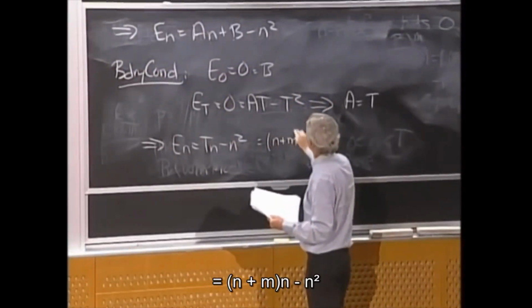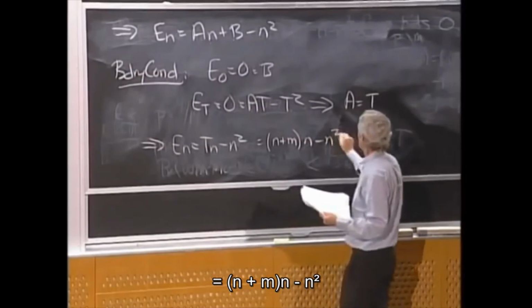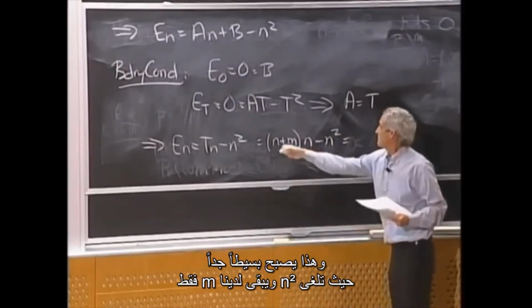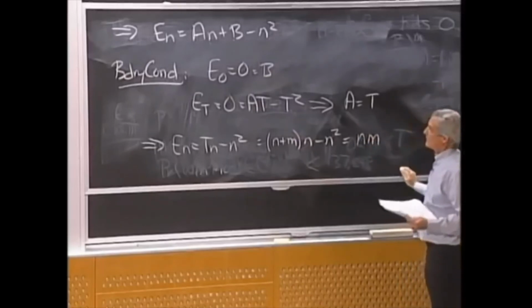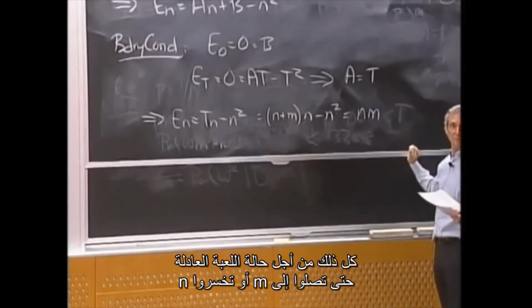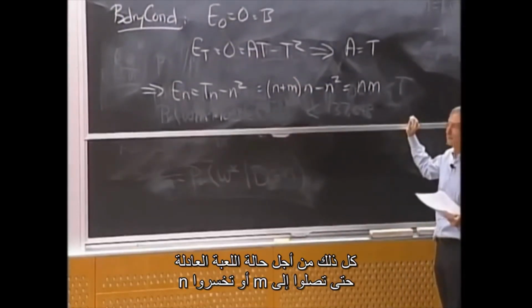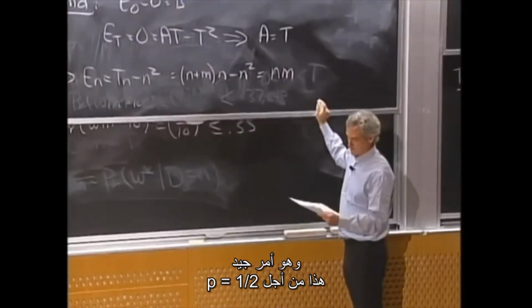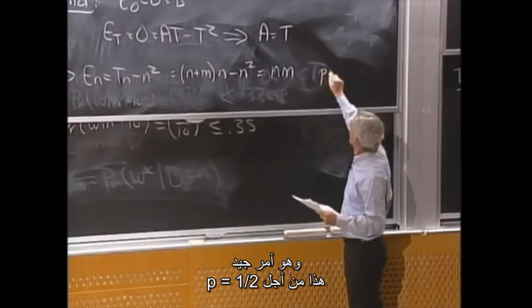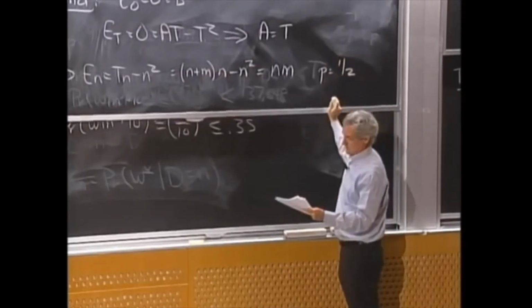n plus m times n minus n squared. This gets really simple. The m squared cancels. I just get nm. That says if you're playing a fair game until you win m or lose n, you expect to play for nm steps, which is really nice. This is p as a half. Very clean.